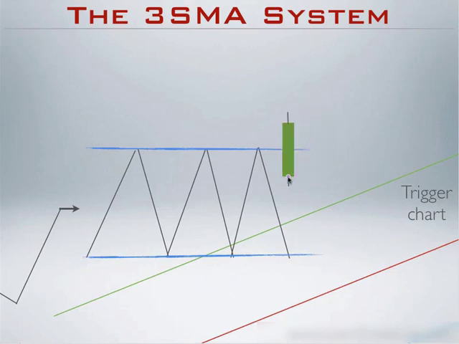You want a solid full body candle breaching through that congestion area, that congestion boundary. Then maybe 1, 2, or 3 small candles pulling price back to the range boundary, driving price down, a little bit of a pullback to retest that range boundary from above, and from there obviously you don't want price to dive back down.